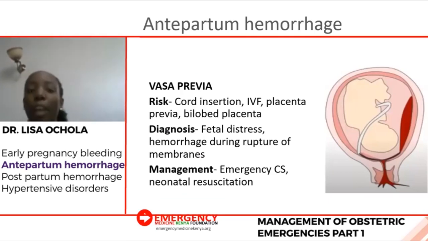So it just depends on how the cord insertion is, if they have placenta previa or if they have a bilobed placenta. So with a diagnosis like that, you find that there's fetal distress, definitely. You might find hemorrhage if you rupture the baby's membranes. And this is a 50 to 100% cause of fetal mortality, just because the fetal blood volume is very little. So any blood loss is significant for the fetus.